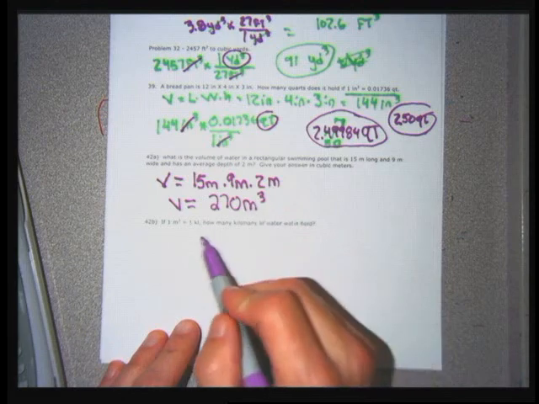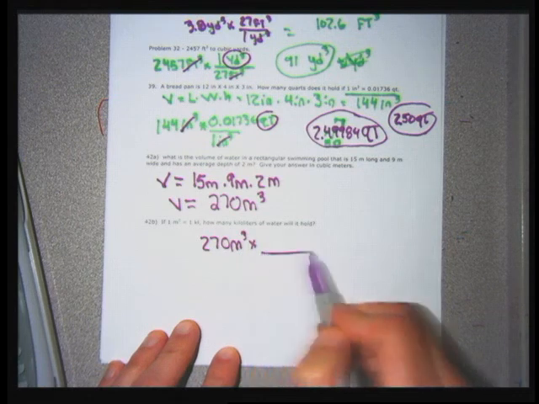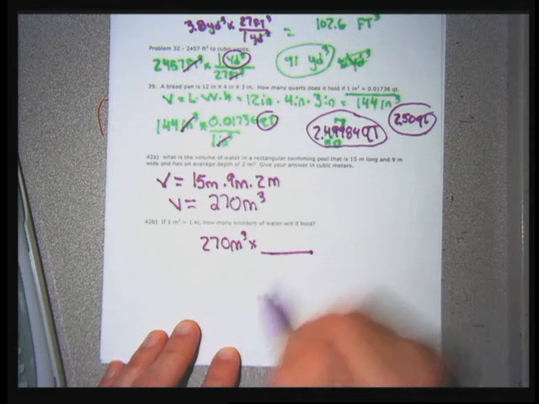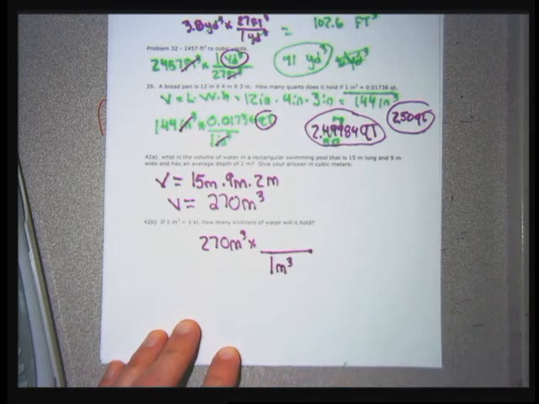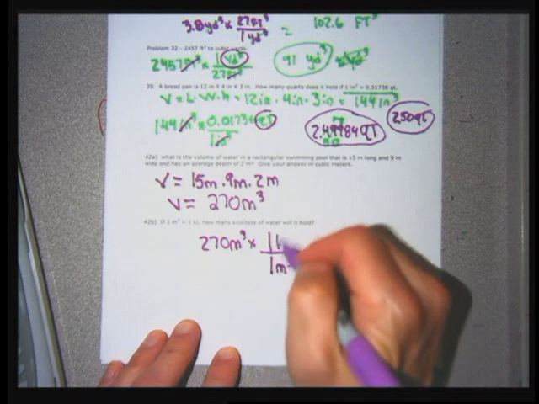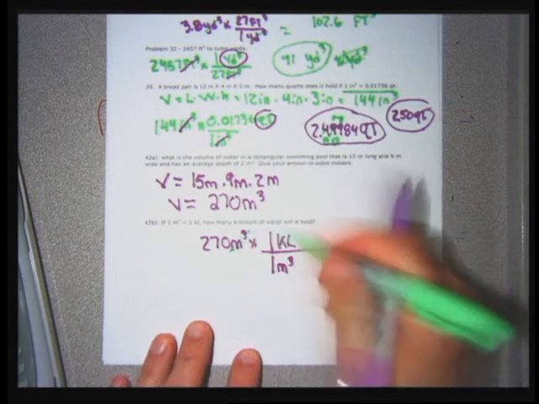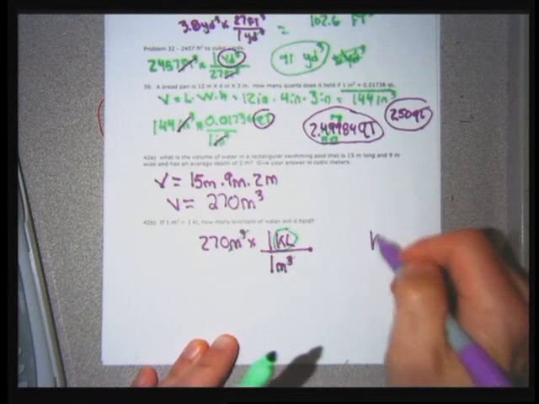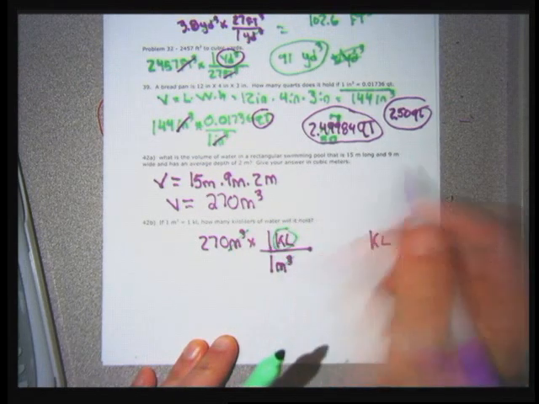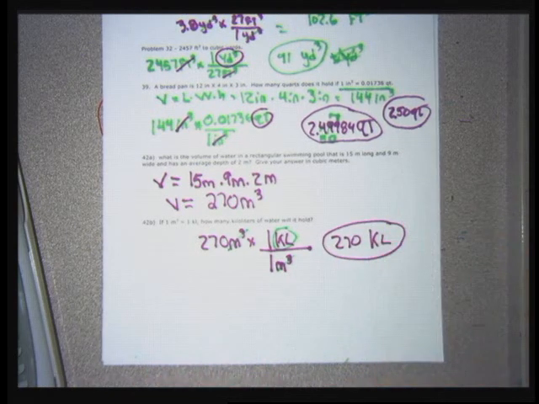Well, I'm going to do the conversion. I'll take 270 meters cubed times the fraction that I want. In the numerator, I'm going to put the unit that I want. In the denominator, I'm going to put the unit that I want to get rid of. I want to get rid of meters cubed. I want to have kiloliters. So in the numerator, I'm going to put kiloliters. In the denominator, I'm going to put meters cubed. I'm going to cancel the cubic meters. The units that I have left are kiloliters. And there isn't anything to do. I'm multiplying by 1 or dividing by 1. That 270 is just going to stay 270. So the answer to 42B is going to be 270 kiloliters.